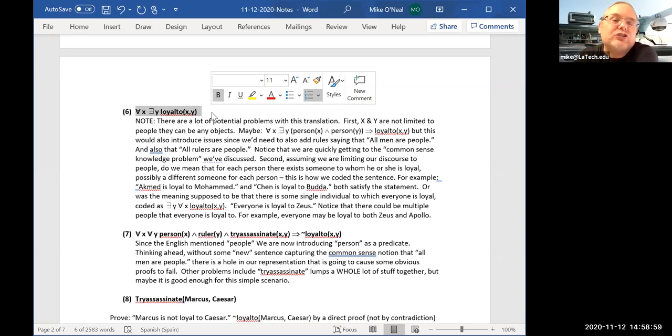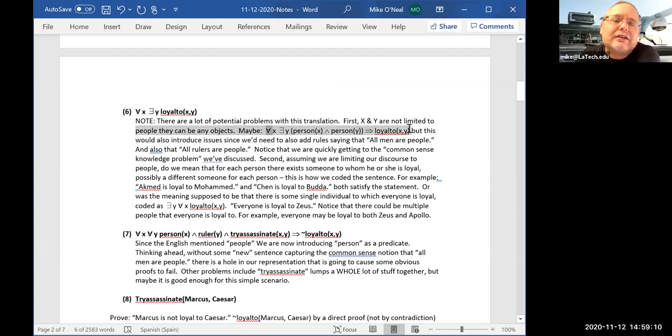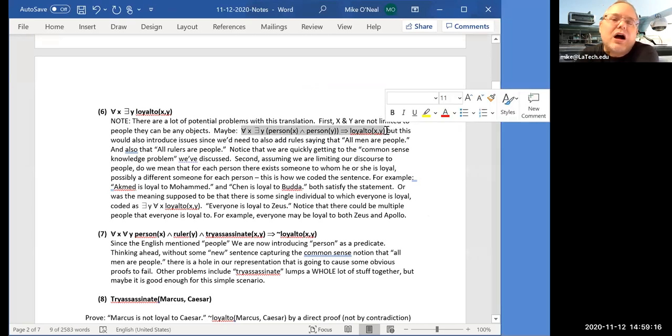So maybe we should limit this to where X's are people, right? If you wanted to do that, you might do something like this. For all X, there exists a Y where X is a person and Y is a person, which implies that in that case where X is a person and Y is a person, X is loyal to Y.